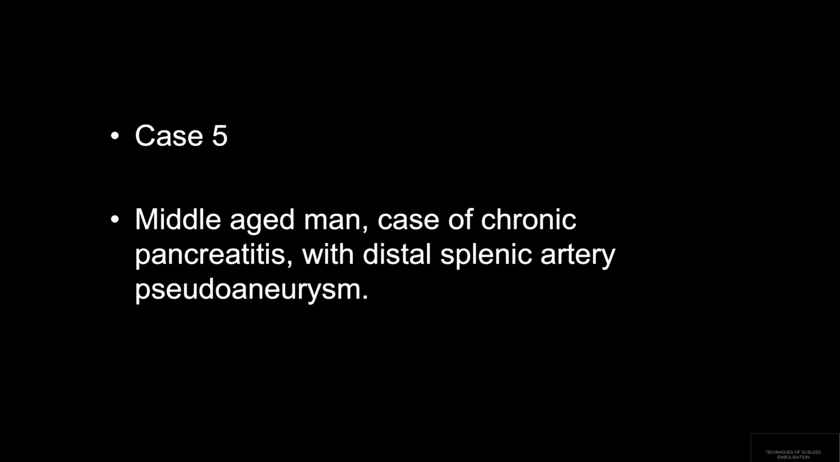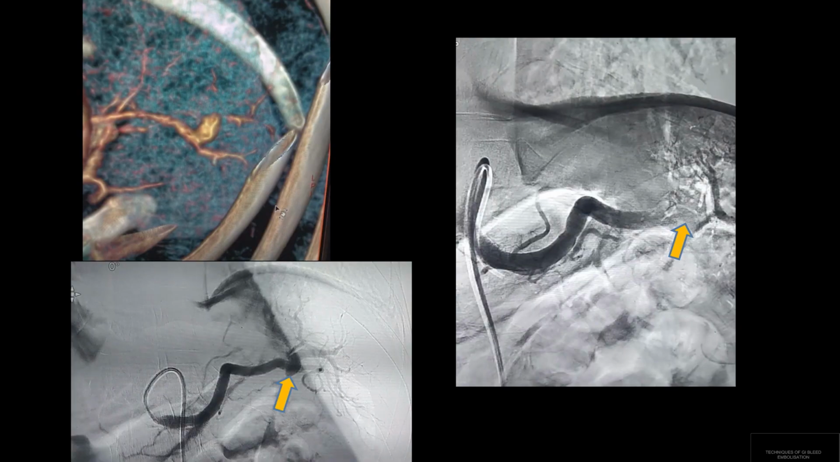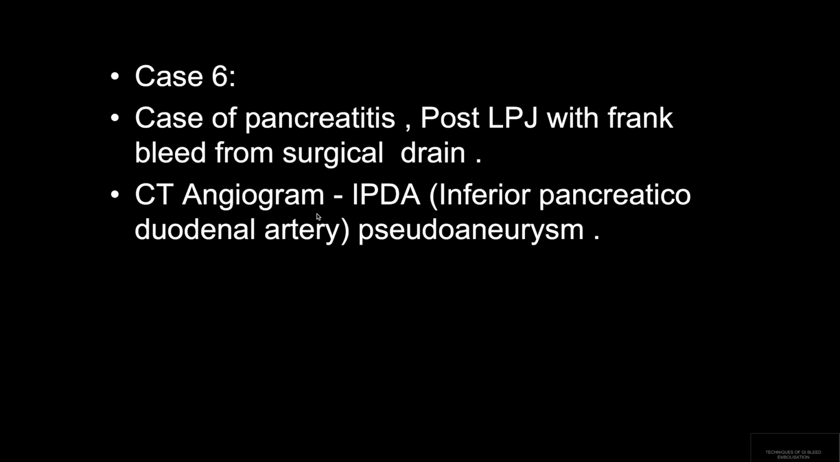There is another case, middle-aged man with a case of chronic pancreatitis and distal splenic artery pseudoaneurysm. Now, it is a very bad-looking pseudoaneurysm at the splenic artery hilum, bifurcation of the main splenic artery. So it was very difficult for coil embolization. Hence, we have injected glue and we have completely obliterated the distal splenic artery pseudoaneurysm, and the patient recovered.